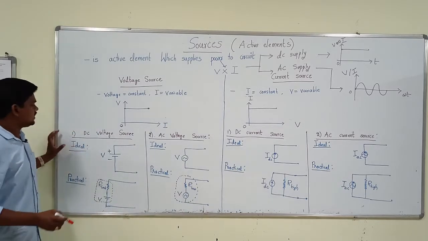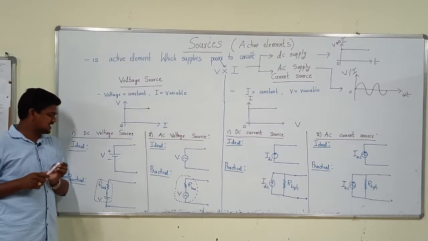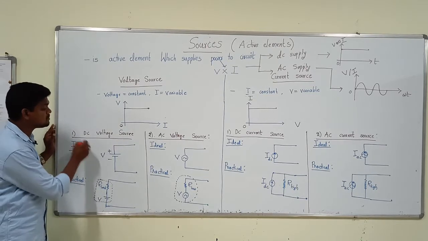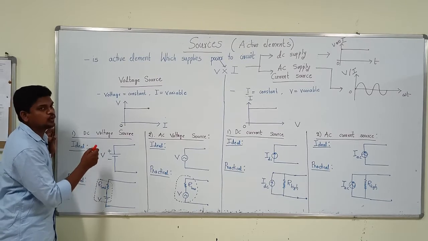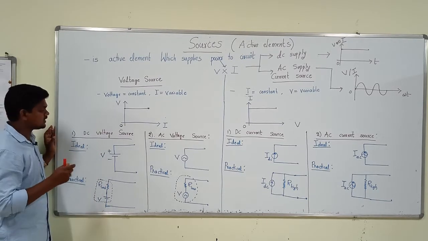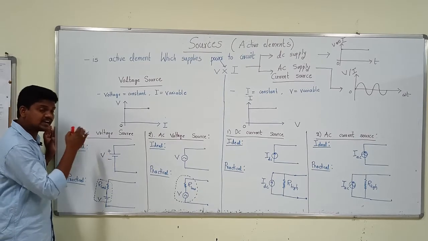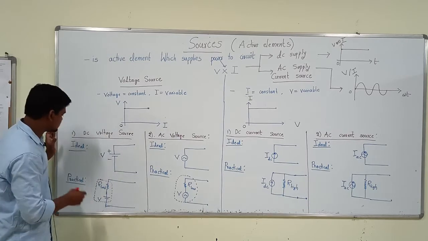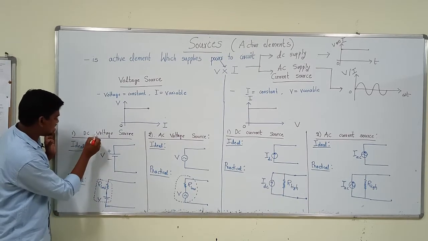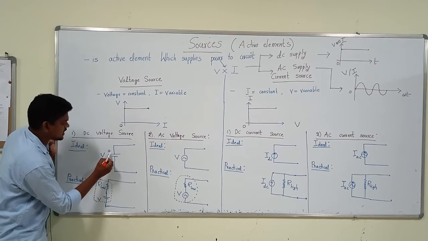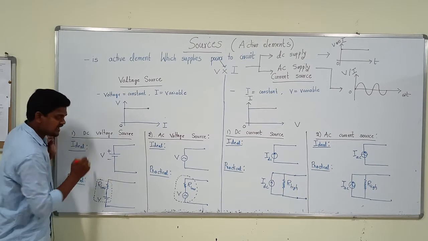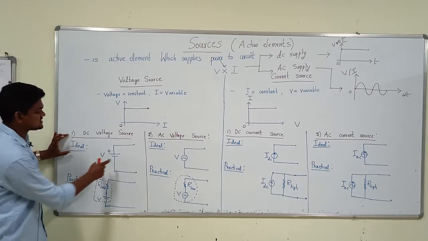In order to analyze circuits, first you have to know the symbols. By observing the symbol, you have to remember whether the source is a DC source or AC source, voltage source or current source. That's why we are discussing it here. Generally, the ideal DC voltage source is represented like this: a big line and a small line, where the big line is positive and the small line is negative. This is the symbol, and it is the ideal case.